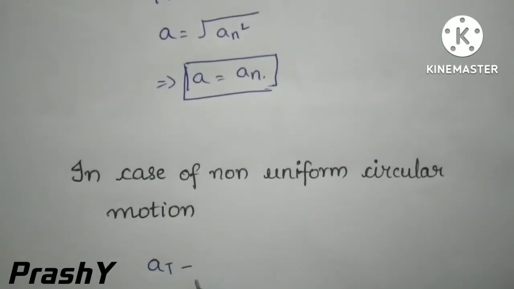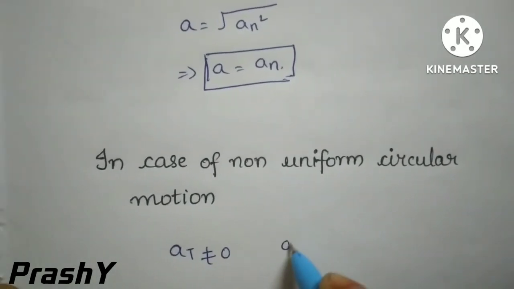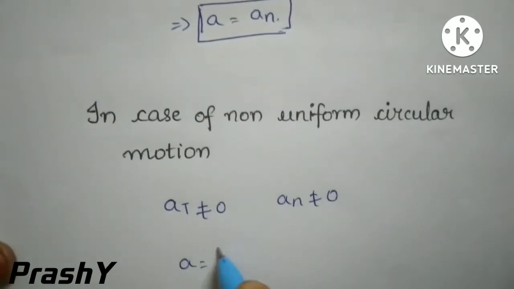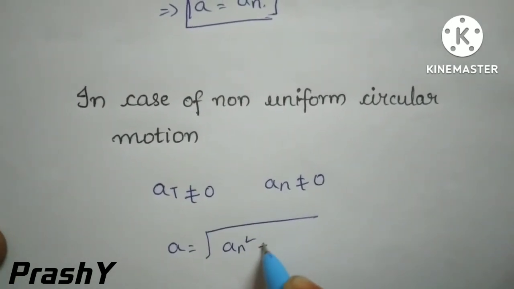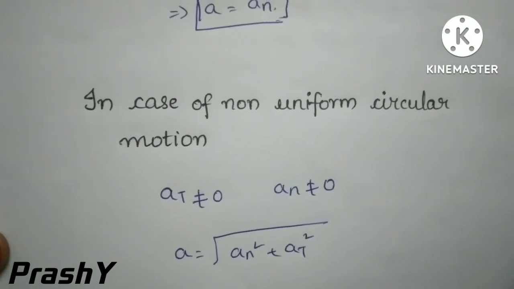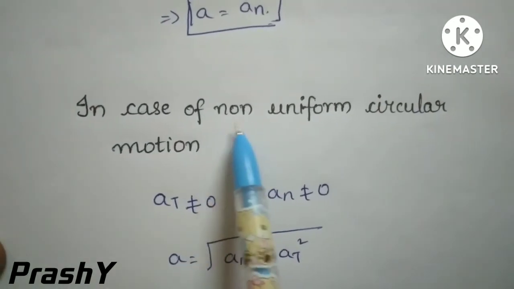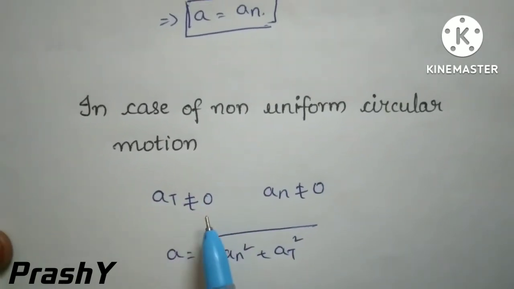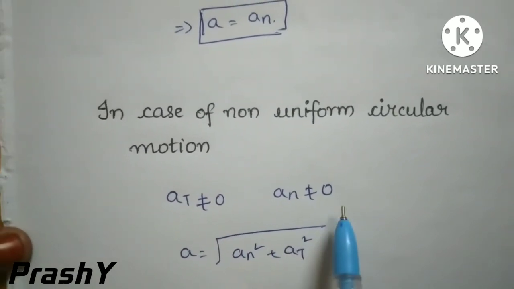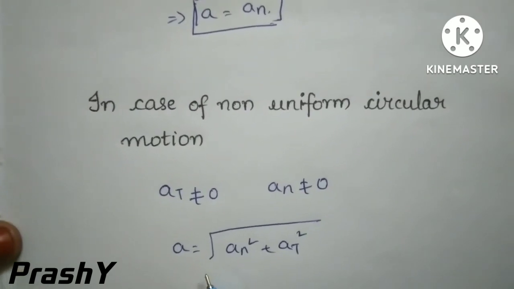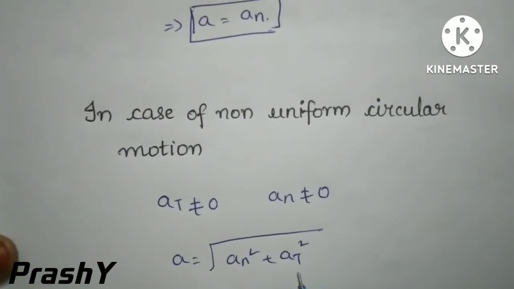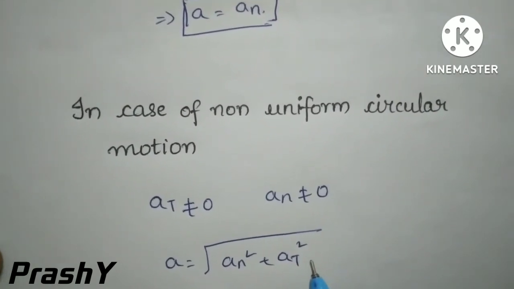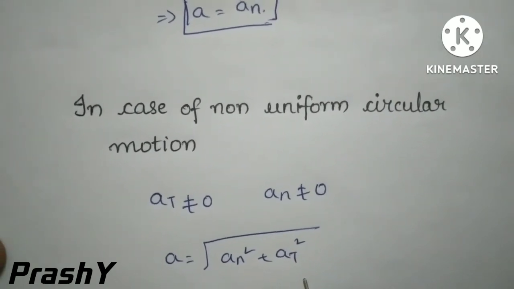If AT is not equal to 0 and AN is also not equal to 0, then what happens? A is equal to root over AN square plus AT square. So this is the condition when the particle is moving in non-uniform circular motion. In non-uniform circular motion, AT is not equal to 0, AN is also not equal to 0, so the resultant acceleration will be root over AN square plus AT square. That means the body possesses both tangential acceleration and radial acceleration.